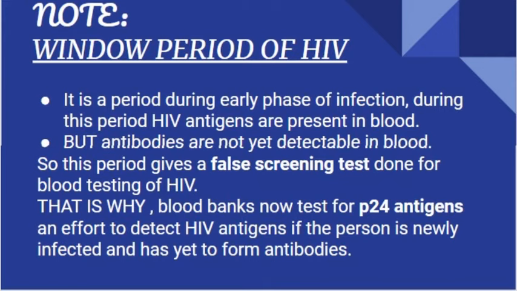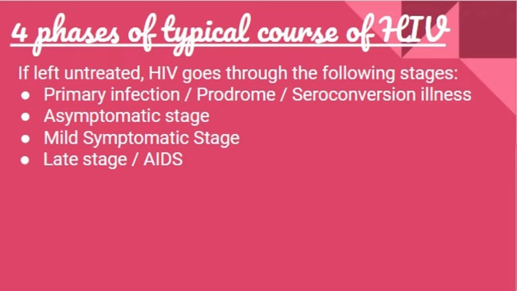That is why blood banks now test for P24 antigens, which are the capsid proteins, in an effort to detect HIV antigens if the person is newly infected and has yet to form antibodies. 4 phases of the typical course of HIV infection. If left untreated, HIV goes through the following stages. Primary infection, also known as prodrome stage or seroconversion illness. Then asymptomatic stage, mild symptomatic stage, and the late stage, when the patient has acquired immunodeficiency syndrome.